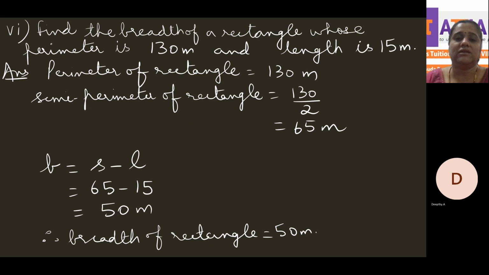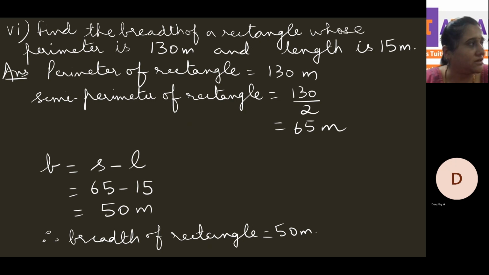So for rectangle, when the perimeter is given, you should find the semi-perimeter, which is perimeter divided by 2. 130 by 2, you divide, you will get 65. Now, we have to find the breadth. That is semi-perimeter minus length. If you have to find the length, it is semi-perimeter minus breadth.